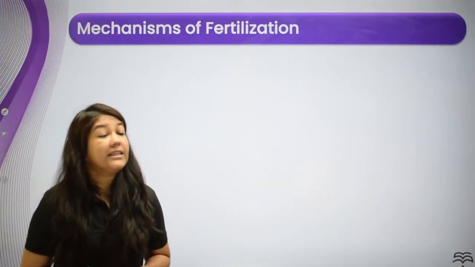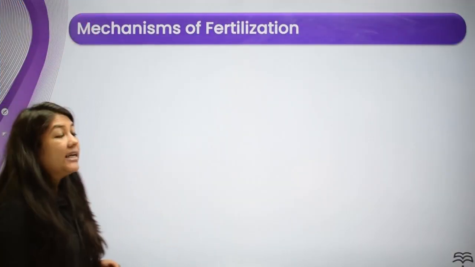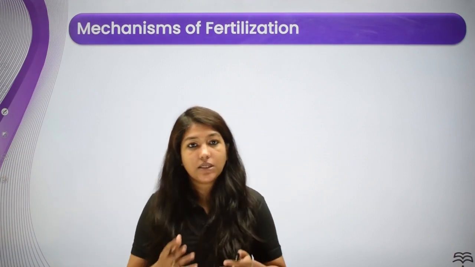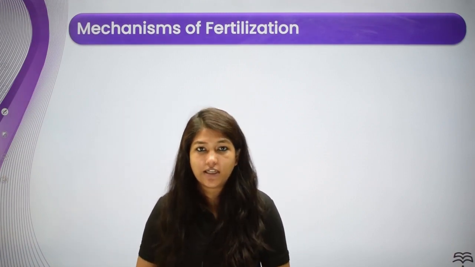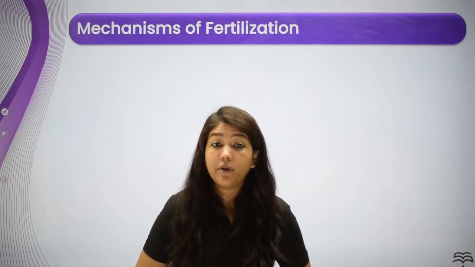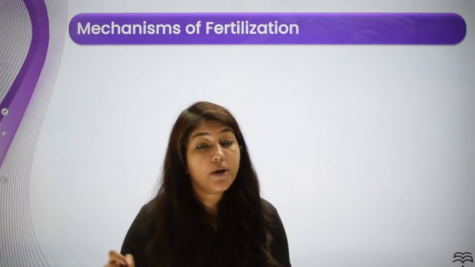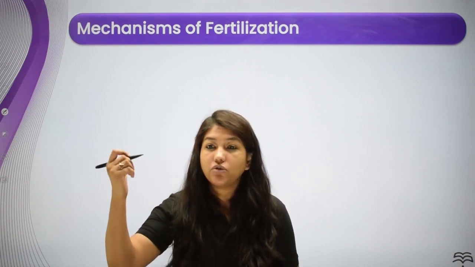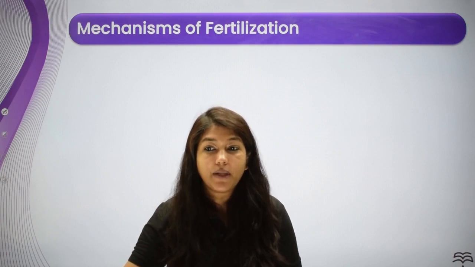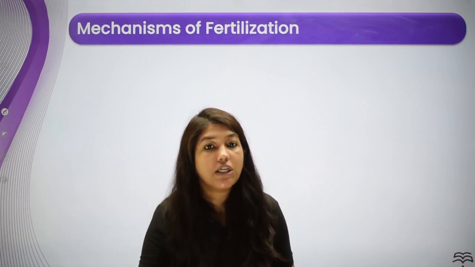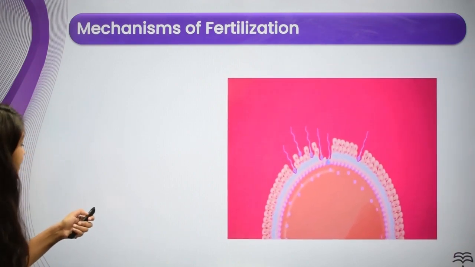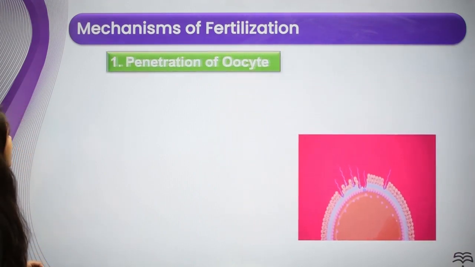Alright, so now the next thing that we'll be talking about is the mechanism of fertilization, right? In the previous video, we had understood the basics of fertilization. What is fertilization, right? That is something that we have been learning since lower classes. Now we are going to understand the exact mechanism of fertilization, that is, what are the events which are happening when a sperm is going to reach near the secondary oocyte or the female gamete. Alright, so let's start with the steps.